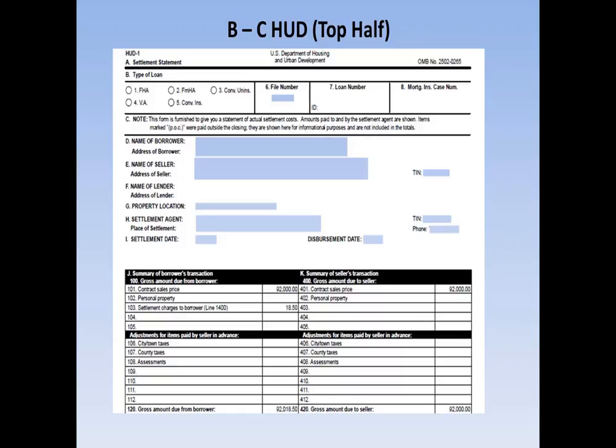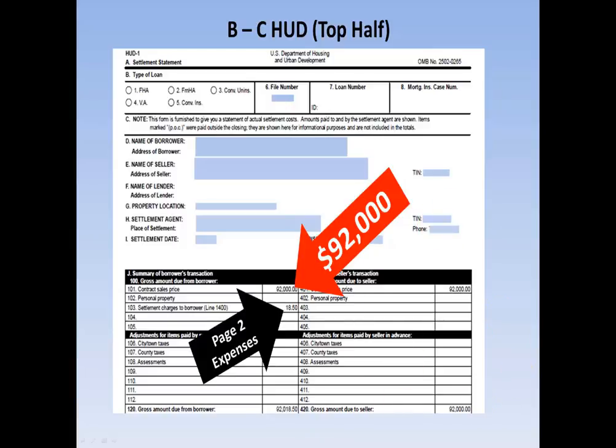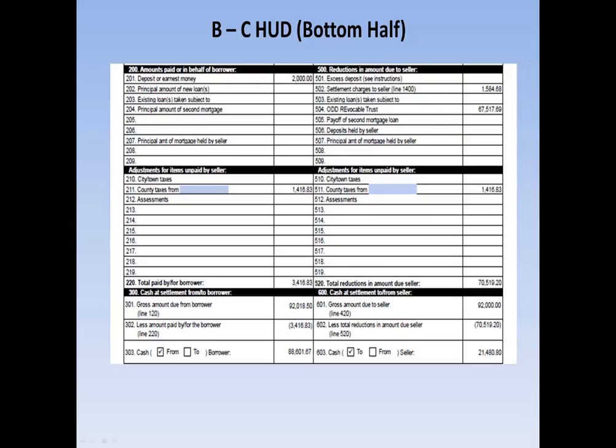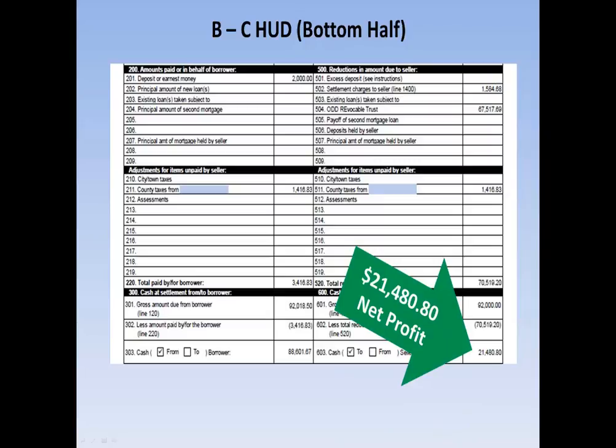Now let's go on to the second leg, or the B to C side. Sold the property for $92,000. On this leg, buyer here, seller, investor is on this side. Expenses from page 2. So here's the bottom half of the HUD. This is the money shot, so to speak, where the profit comes in. And there it is, $21,480.80.